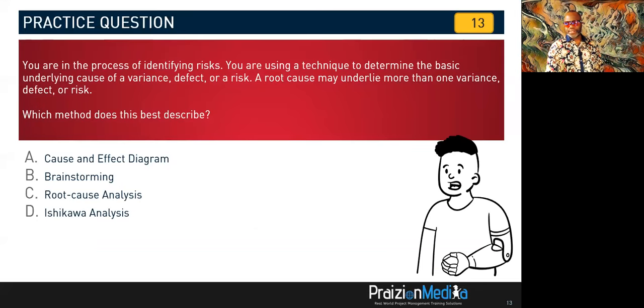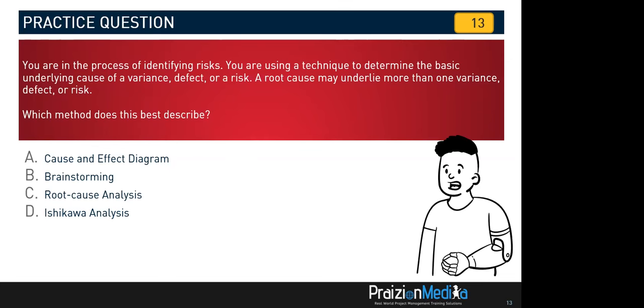You are in the process of identifying risks. You are using a technique to determine the basic underlying cause of a variance, defect, or risk. A root cause may underlie more than one variance, defect, or risk. Which method does this best describe? I'll give you some time for this one.